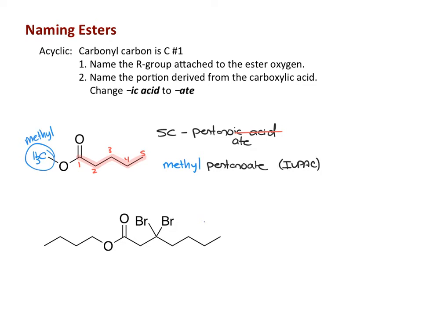If you were going to do the common name, just like before, you would use methyl to designate the ester R group, but 5 carbons comes from valeric acid. So you would do, instead of valeric acid, drop the ic acid, you would do valerate.